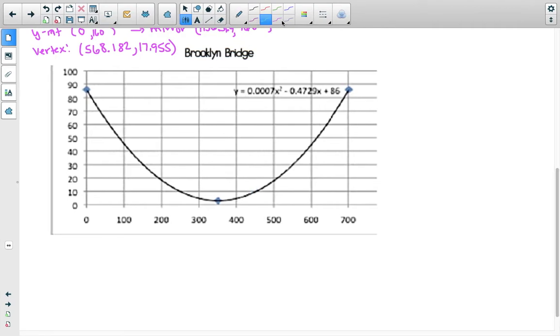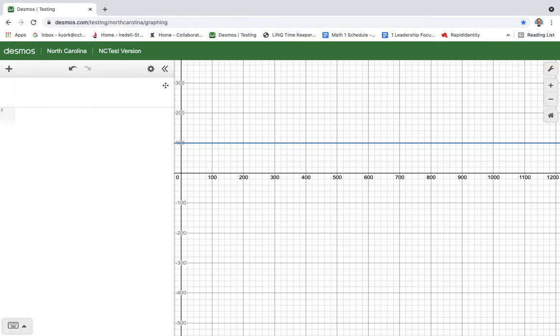So let's write out our y-intercept. It is at 0, 86 because that's from the constant. We want to find the mirror, which will be at y equals 86. And then we need to find our vertex, which will be here. So we have 0.0007x squared minus 0.4729x plus 86. So let's go type that in.